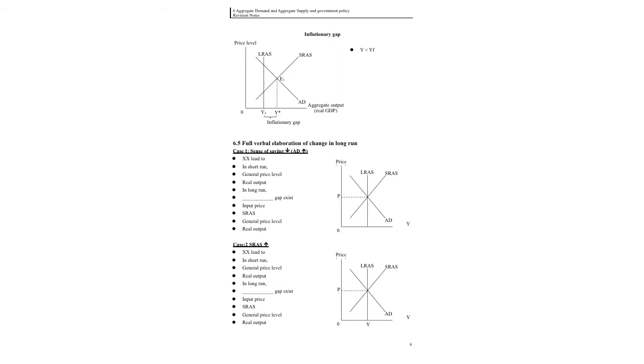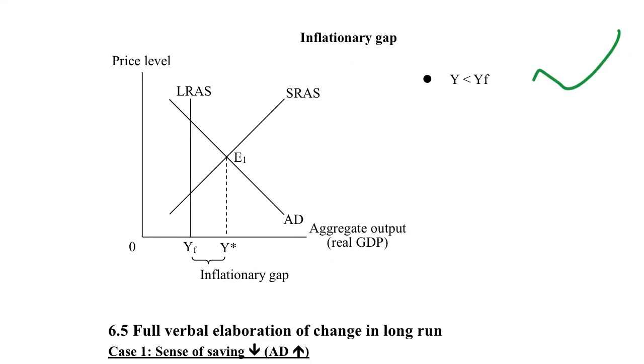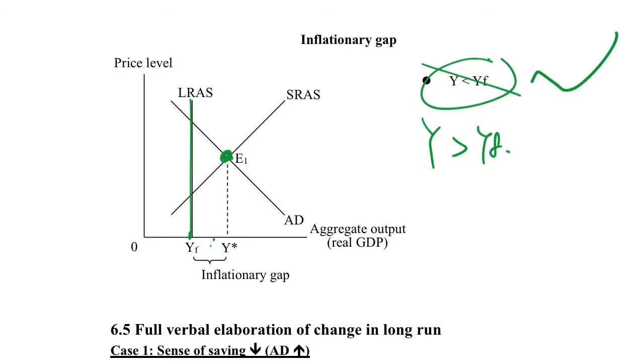And for the inflationary gap, that means our output level is more than the full potential output, or the potential output. That means our equilibrium point is on the right hand side of the LRAS. So we need to know the names, because sometimes the question just mentions the name, and you should be able to draw the diagram with a deflationary or inflationary gap.